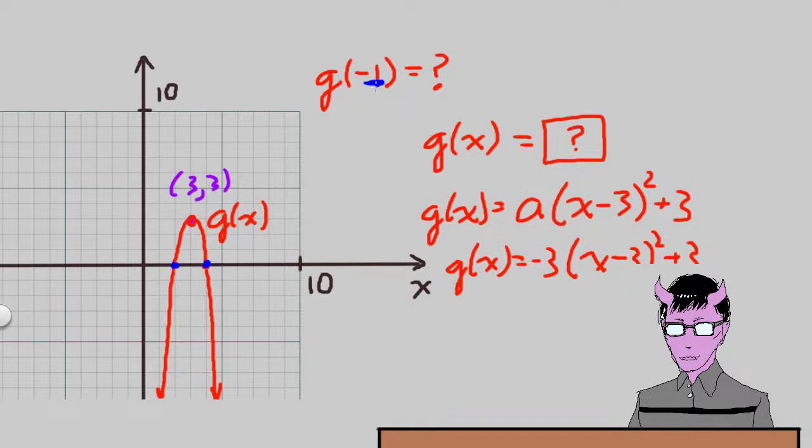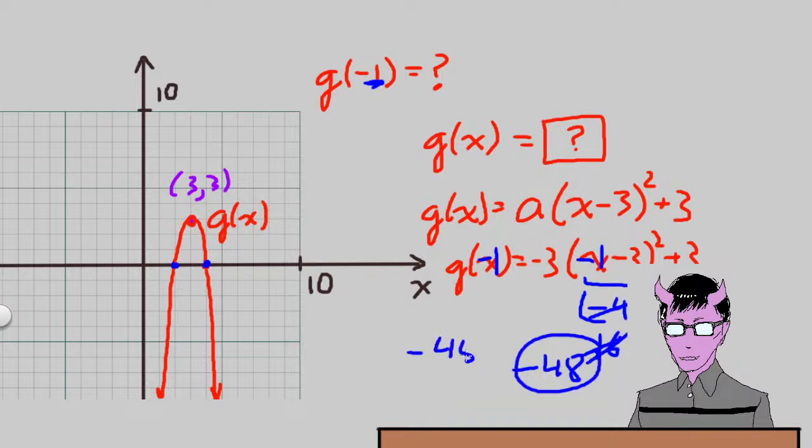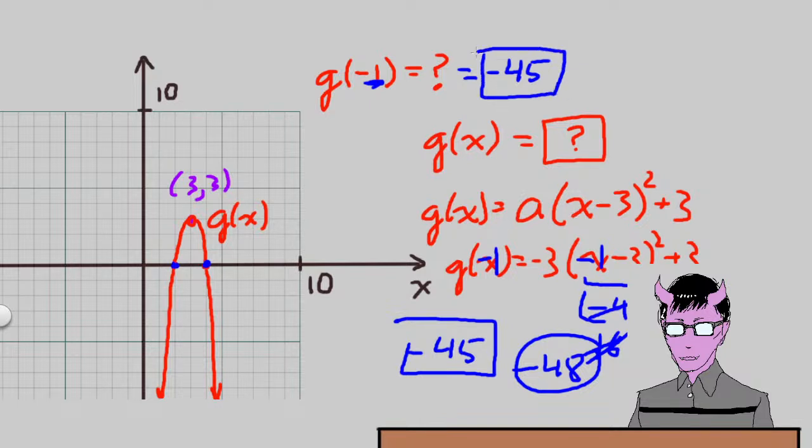So what is g of -1? Let's take the -1, slam dunk it in there. So this becomes -1. This becomes -4. Square that. It becomes 16 times -3 gives us -48. Then plus 3 is -45. So final answer equals -45. And then we are done by generating the equation by counting spaces and keeping track of the vertex. And then we plugged in the -1 to answer the question. And we have our final answer.